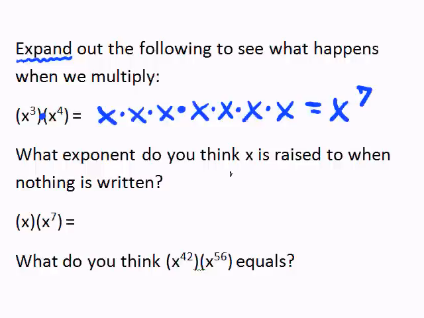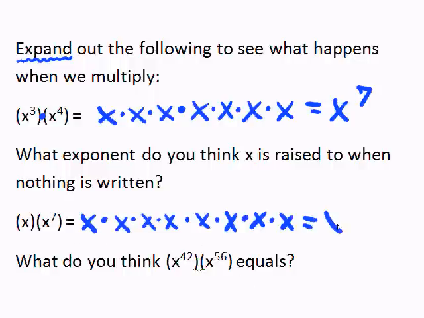What exponent do you think x is raised to when nothing is written? Well, let's look at it. X times x to the 7th. Okay, let's expand x. Alright, it's already expanded. It's just x. X to the 7th. How many total do you have? You've got 1, 2, 3, 4, 5, 6, 7, 8. 8 of them. So x times x to the 7th is x to the 8th. Notice that if x does not have an exponent, it is understood to be 1. A bit of a trick question.